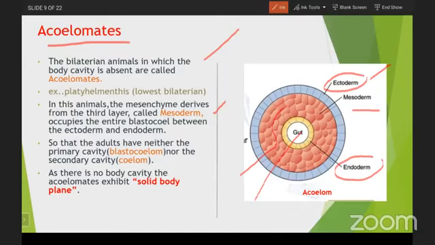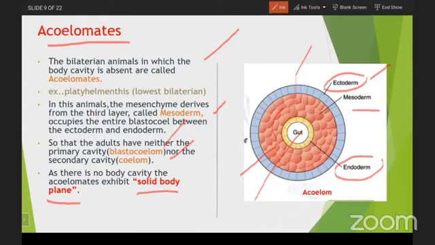So the adults neither have the primary body cavity. What is the primary body cavity? Blastocoelom. Nor the secondary cavity. What is the secondary cavity? Coelom. So they are not having the blastocoelom as well as the secondary cavity coelom. So such type of animals, showing no body cavity, the acoelomates exhibit a solid body plan. Means due to the presence of such type of mesenchyme cells, that place is solid in structure. That is known as the solid body plan. So this is about the acoelomates.